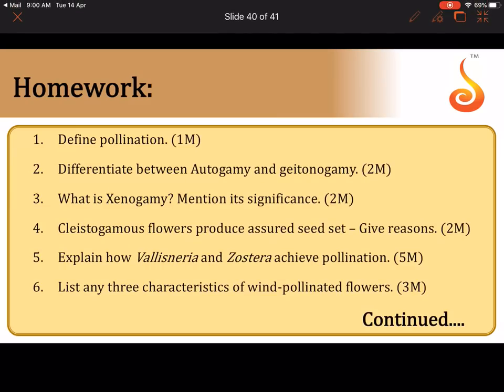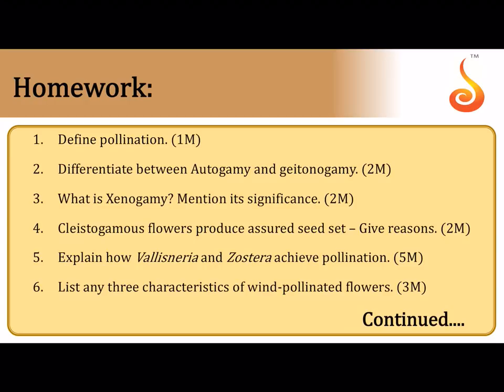So now in homework, we will be discussing some very important questions you will be writing in the homework. First one is define pollination. Then comes differentiate autogamy and geitonogamy for 2 marks. Then what is xenogamy and mention its significance. Then I had told you cleistogamous flowers produce assured seed set even in the absence of pollinator. Why? Explain the Vallisneria and Zostera pollination for a 5-mark essay type question.